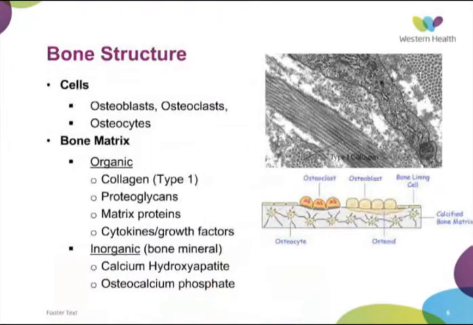Just some basics on bone anatomy and structure. Obviously we have various cells, osteoblast and osteoclast, which is where bisphosphonates work, and then the bone matrix, which is made up of organic and inorganic components, and these all play a role in the use of bisphosphonates.